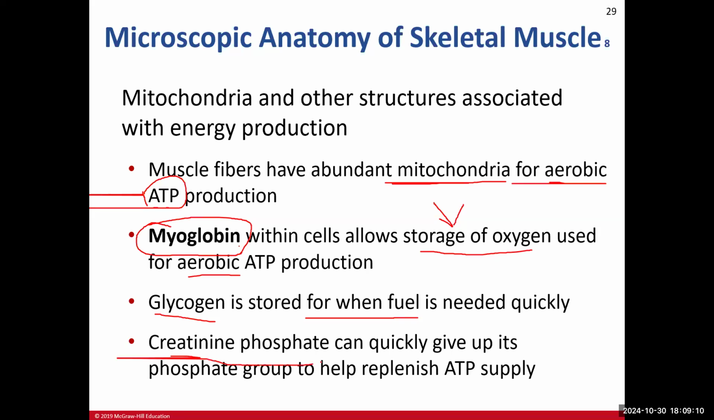Creatine phosphate is this molecule that has a phosphate molecule attached to it. And phosphate is one of the ingredients to make ATP, it's on the board here. So now we have a molecule that has phosphate attached to it. And when we use ATP for energy, we're essentially just going to snap off one of the phosphate molecules.